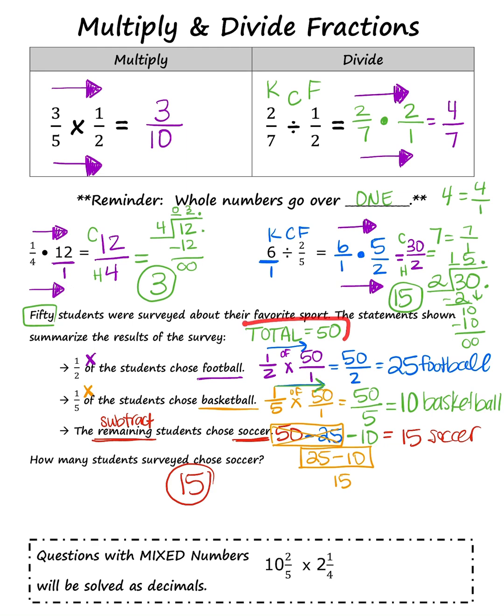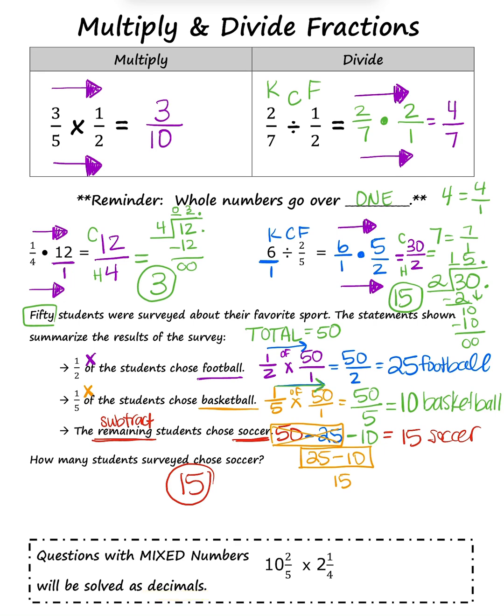And remember, 50 was my total, and whole numbers go over 1, okay? And the last thing we need to remember is that remaining means subtract. So we're going to take our total and subtract. All right, and just a reminder down here at the bottom that if for some reason you have a problem with mixed numbers, so not just a regular fraction like these, but if you have mixed numbers like these where you have a whole number in front and a fraction, remember we are going to solve those as decimals.